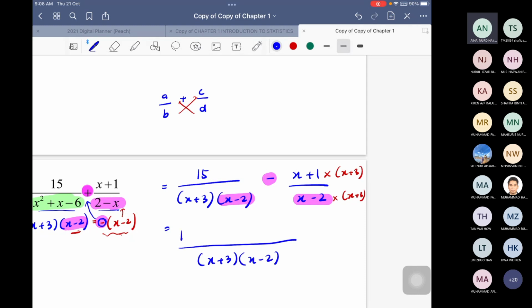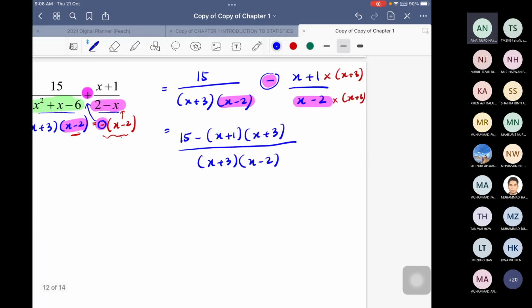And of course at the top, for the first term, I have 15 minus, I remember. So if you have a minus here, please put a bracket around anything that comes after that. So this will be 15 tolak, x tambah 1 darab dengan x tambah 3. So now let's simplify this.